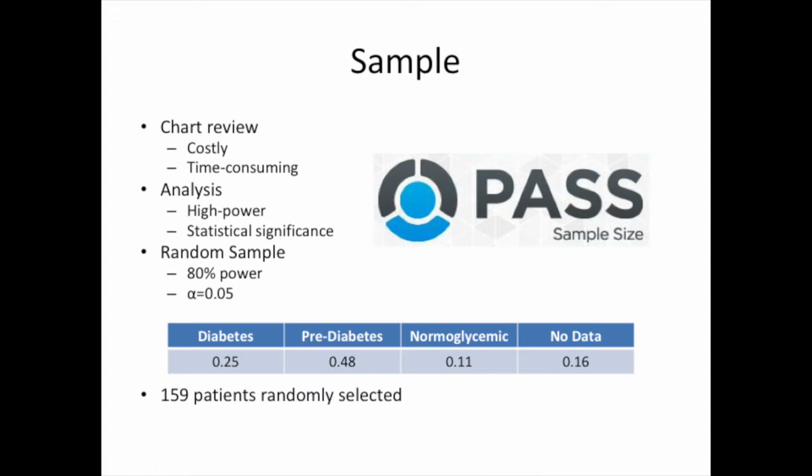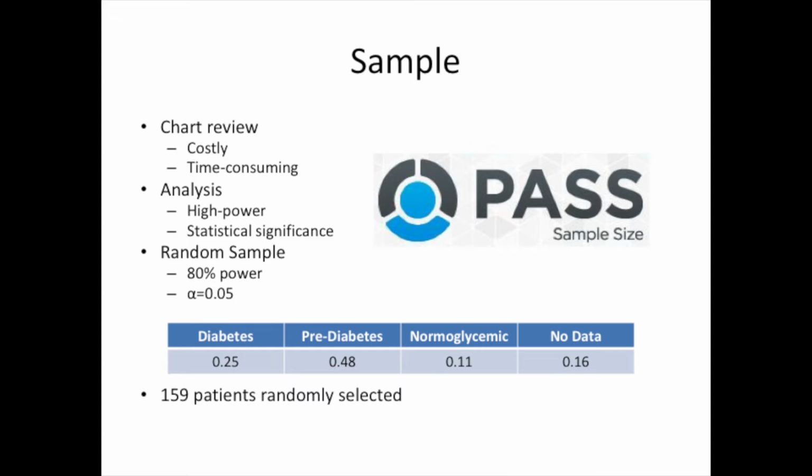The validation work required chart review by the gold standard reviewers. Chart review is costly and time-consuming. Therefore, we wanted to limit the cost of the chart review portion of the validation while maintaining high power to detect statistical significance in our measures of association.